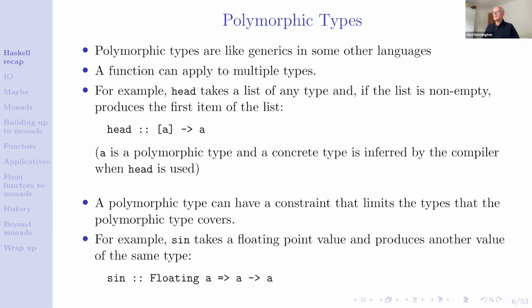You can also have constraints that limit the types that a polymorphic type covers. So take the sin function. You can't apply sin to any old type, unlike head of a list. So you can constrain the type a here to be Floating. And we'll come onto what kind of thing Floating is. It's actually a class. But it's saying that a has got the right methods, the right operations on it, if you like, to do floating point operations. And if that's the case, then sin is defined and it maps a floating point to a floating point value.